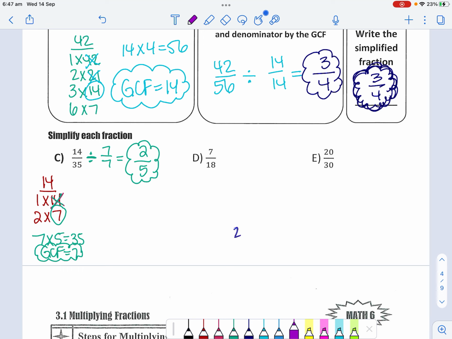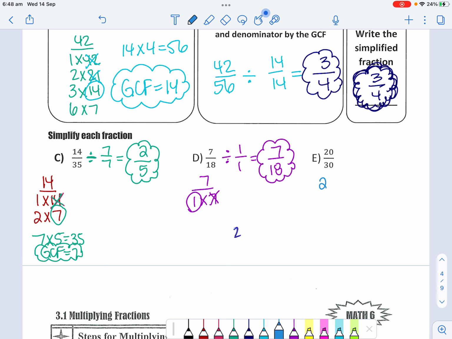In the next one, I'm actually going to start with 7, and the factors are 1 times 7. And 7 does not go into 18, so my greatest common factor is 1. If my greatest common factor is 1, the fraction is not going to change. So 7 over 18. I'm still going to follow the same process. Divided by 1 over 1 is equal to 7 over 18.